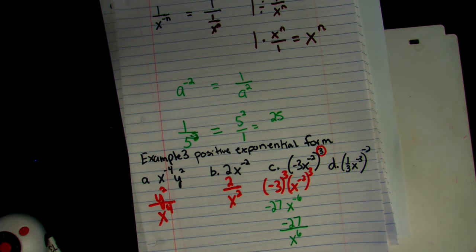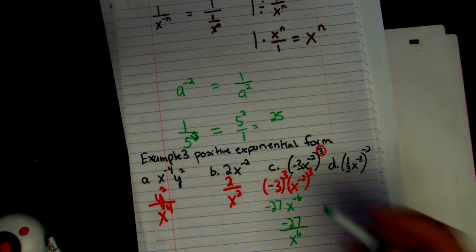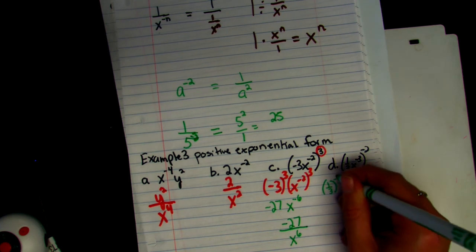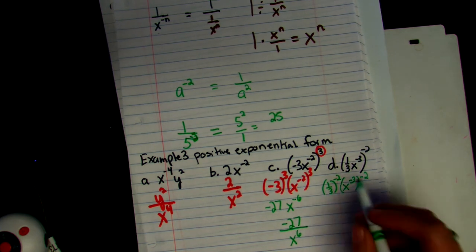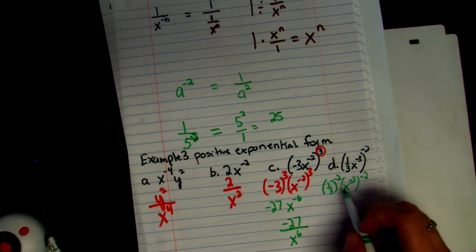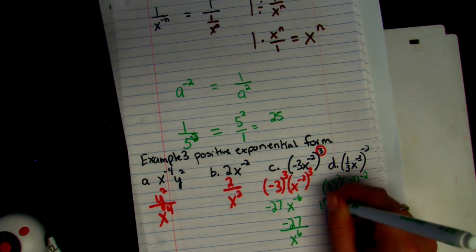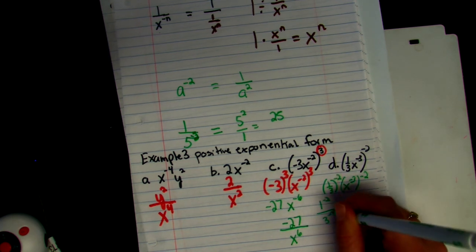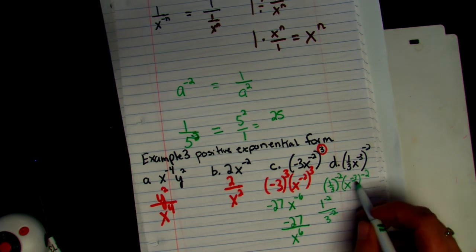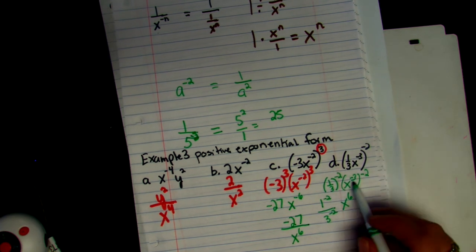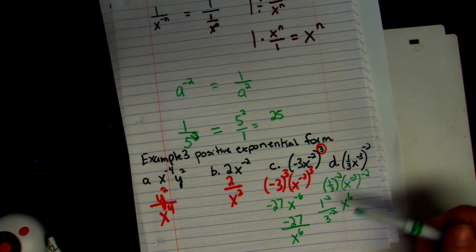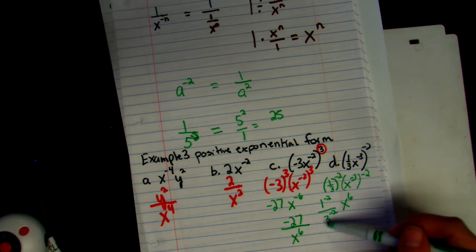All right, so part D is the last one. So before we move on, we want to go ahead and distribute this negative. So 1/3 to the negative 2, and then we have x to the negative 3 to the negative 2. So now we'll go ahead and distribute this negative 2. So we have 1 to the negative 2 over 3 to the negative 2. And then negative 3 to the negative 2, that becomes positive 6, because negative 3 times negative 2 is positive 6.